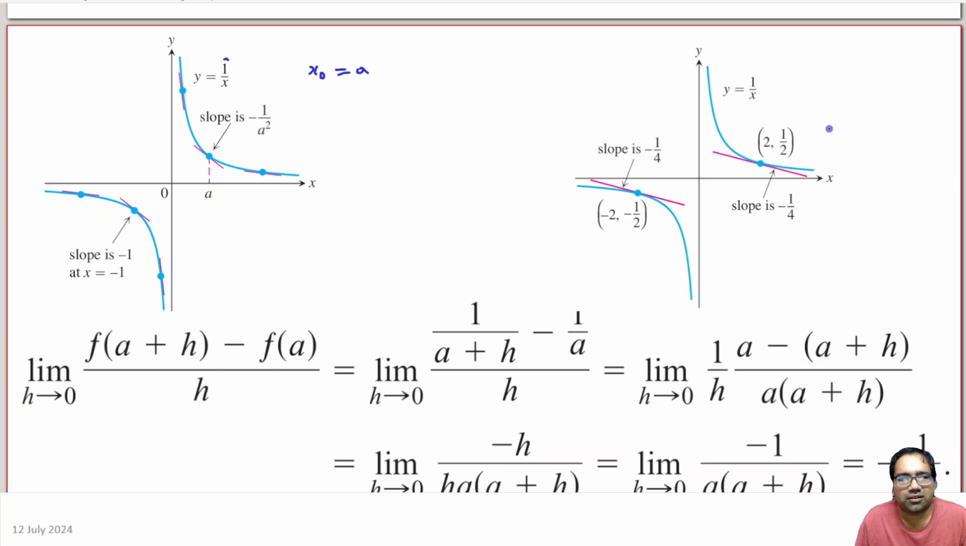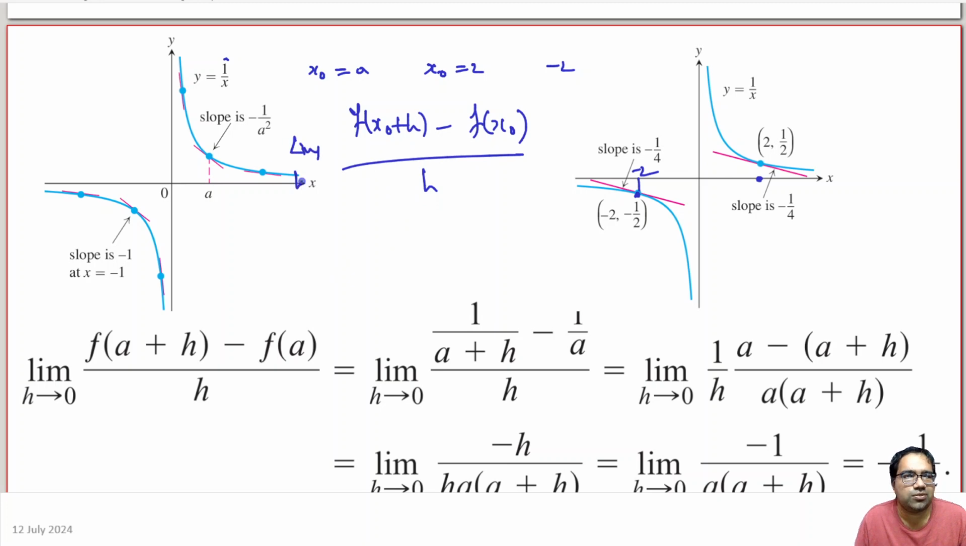Okay, at a particular point x naught, not equal to 2 or minus 2. This is minus 2 and this is 2. Then what do we do? We take f of x naught plus h minus f of x naught, which is y2 minus y1, by x2 minus x1, which is actually h. And this limit, h should tend to 0. That is our formula for slope.